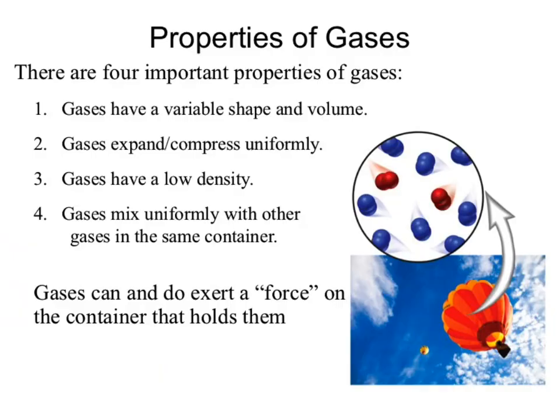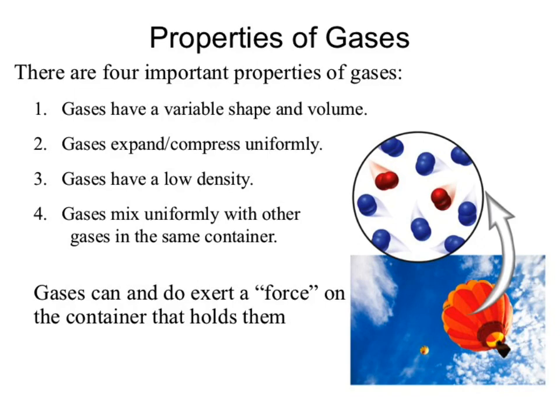So, properties of gases: variable shape, variable volume. Remember, the gases want to constantly move away from each other, which means their shape is going to be composed by whatever container holds them. And then the volume of that gas is also due to the container. Okay? So their shape and volume are all over the map.